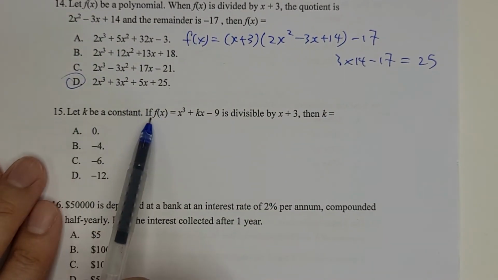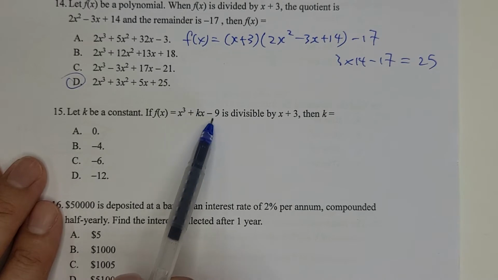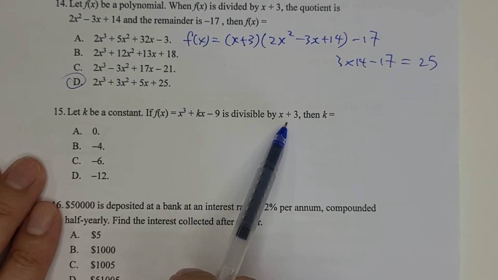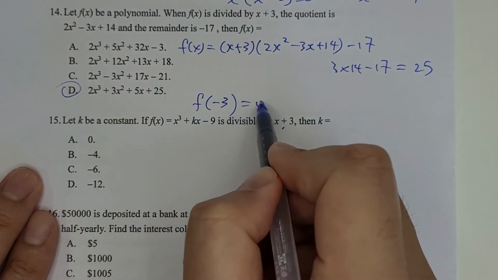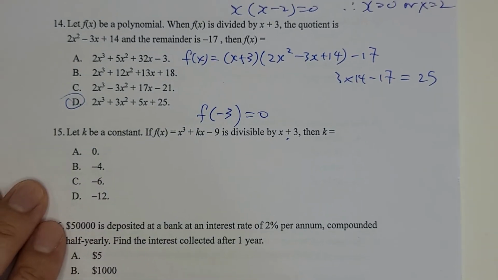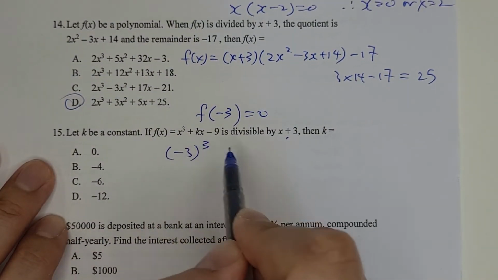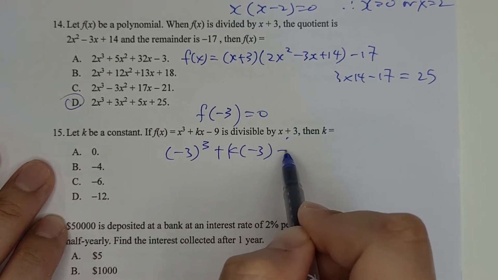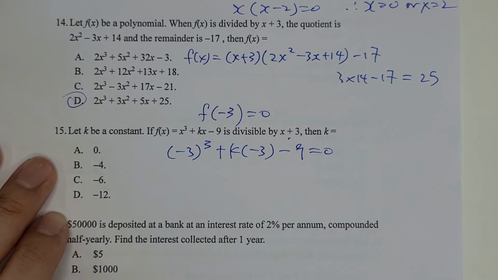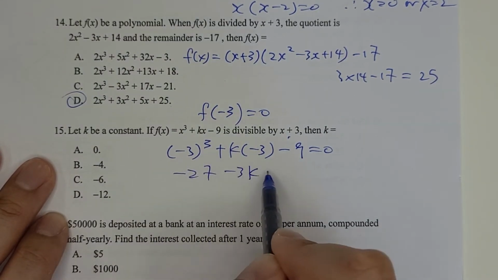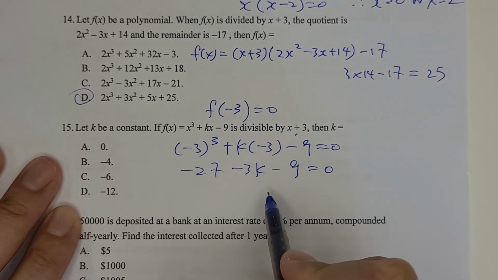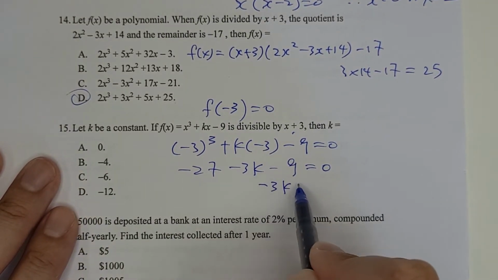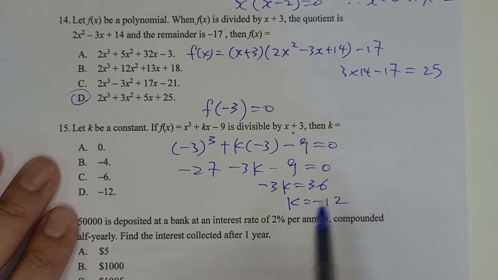Question number 15. Let k be a constant. f(x) is x cubed plus kx minus 9, divisible by x plus 3. That means when you substitute x equals negative 3 in the function, the remainder is 0. That's the equation you should set up. So negative 3 to the power 3 plus k times negative 3 minus 9 equals 0. So negative 27 minus 3k minus 9 equals 0. Okay, and then negative 3k equals 36, k equals negative 12. Done.